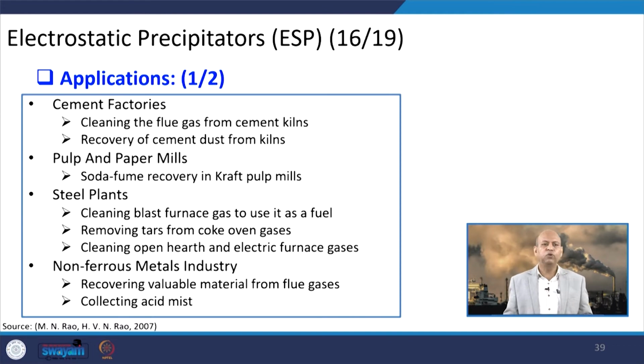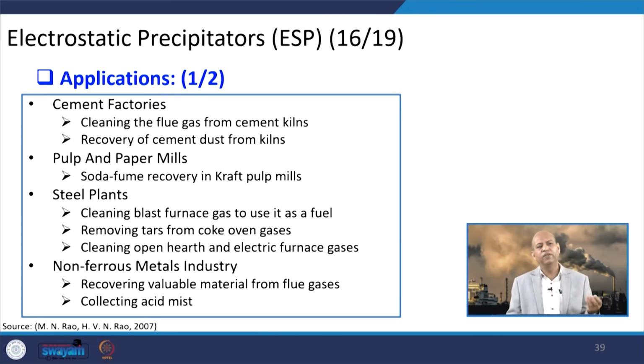Well, when we talk about applications, they are very popular in industries like cement factories, for cleaning the flue gas from cement kilns or recovery of cement dust from the kilns. Those kinds of things can be done by these ESPs. Pulp and paper mills, or soda fume recovery in kraft pulp mills, again ESPs are very good. Steel plants, where blast furnace gas is cleaned to use it as a fuel.